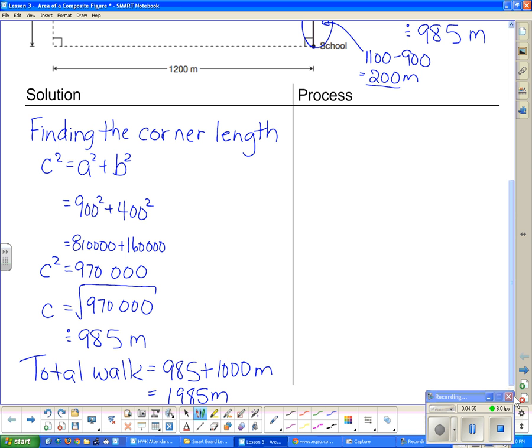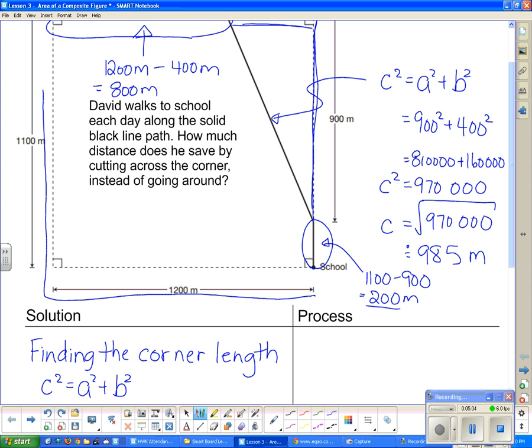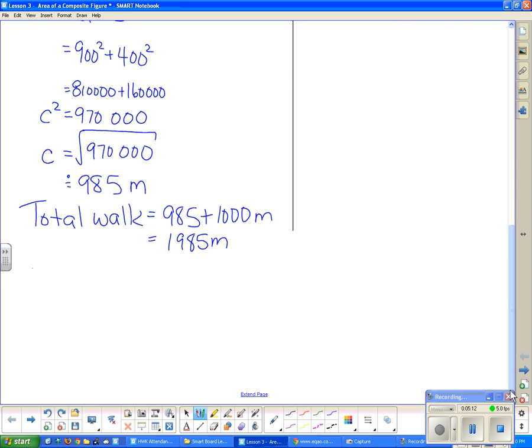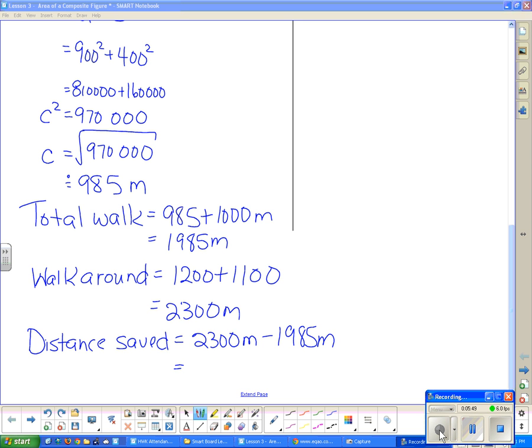Now, that's actually not what we were asked. We were asked how much distance he saves than if he were going all the way around. Well, if he were going all the way around, it would be 1200 plus 1100. So 1200 plus 1100 is the walk around. So we're going to say walk around equals 1200 plus 1100, which is 2300 meters. So to figure out how much distance saved, we say distance saved equals 2300 meters subtract 1985 meters. And that is 315 meters.